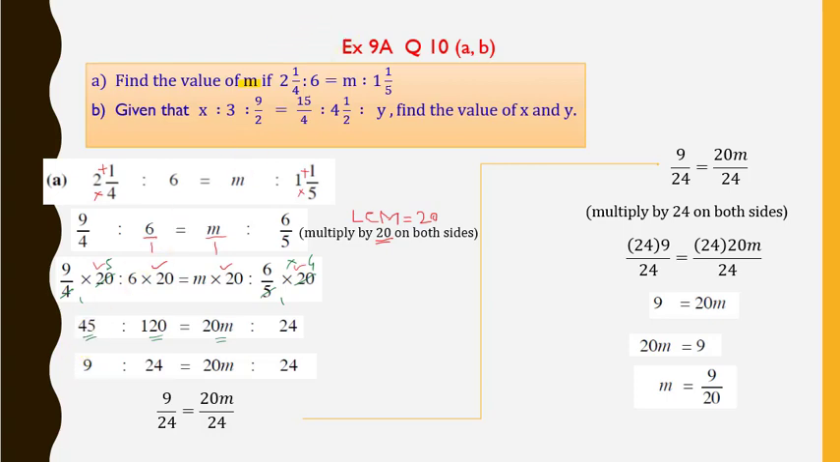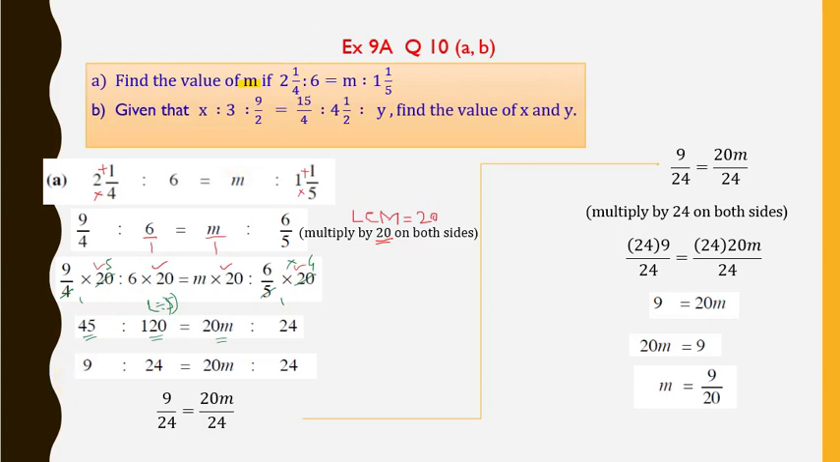Now look at this, we will simplify it, and if you can see, we have divided the left hand side by 5 to simplify it. So 5 9 times 45 and 5 24 times 120. So we have simplified it, and if you look over here, what we have got, we have 9 is to 24 equals 20m is to 24.